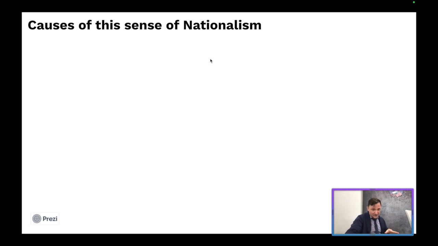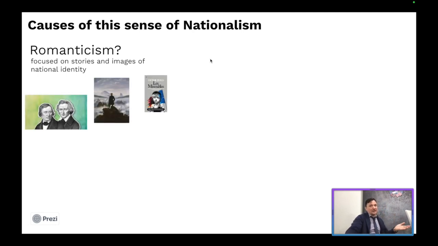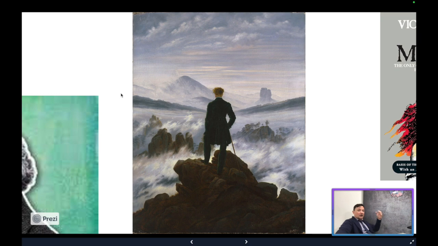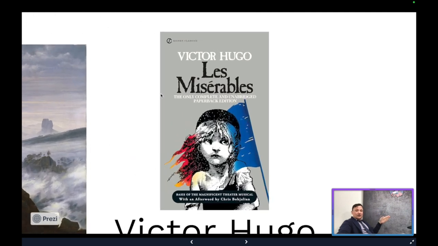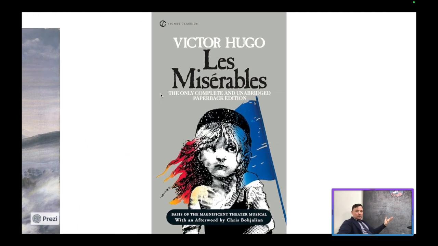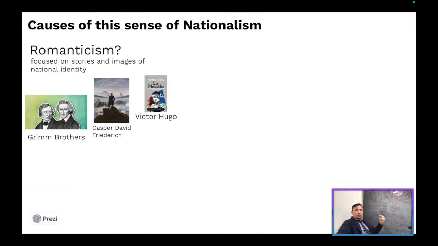Now, the causes of this sense of nationalism are a multitude of different causes. Romanticism actually had a major influence on it, that art movement that we talked about, which was unbounded imagination and intensity, and focused on stories and images that related to national identity. So you've got the Grimm brothers who told fairy tale stories that they had mostly taken from German sources. You've got Caspar David Friedrich who did The Wanderer Above the Sea of Fog, trying to show the natural beauty of the German lands. And then you've got Victor Hugo, who wrote Les Miserables, which was all about a revolution that took place following the French one, about French people driving forward the idea of national unity.